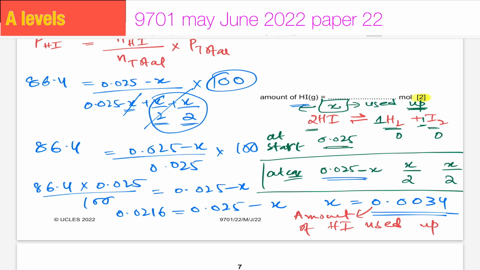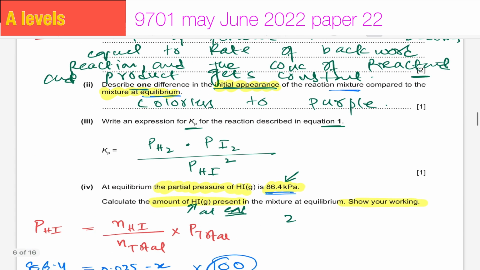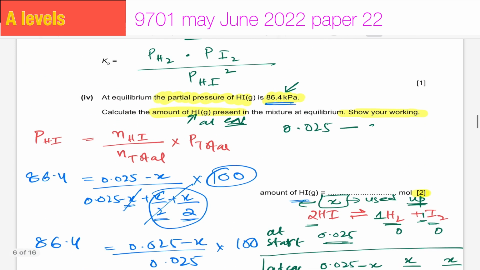So what we are left with is, initially we had 0.025 moles of hydrogen iodide, and the moles of hydrogen iodide that are used up is 0.0034. So what we are left with is 0.025 minus 0.0034, so that would be 0.0216. All right.